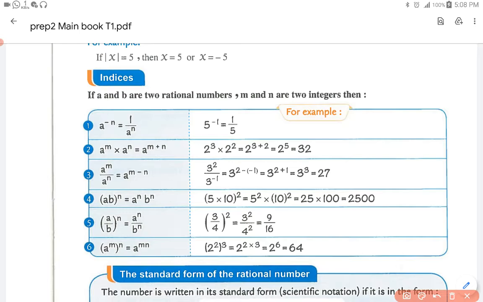(a over b) all to power n will be a to power n over b to power n. Example, 3/4 all to power 2 will be 3 to power 2 over 4 to power 2. 3 to power 2 is 9, and 4 to power 2 is 16. So it will be 9 over 16.